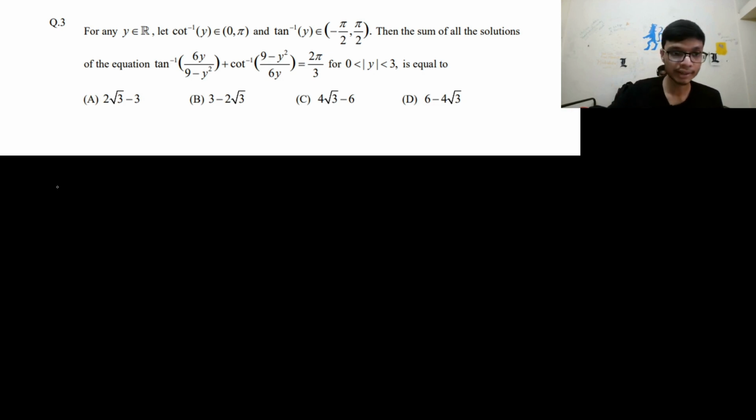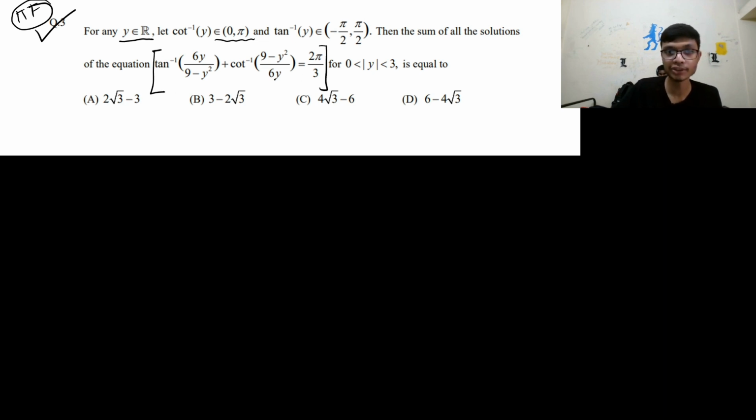The third problem is again a simple problem on the topic of ITF, inverse trigonometric functions. Again, a very important chapter. The question is mentioned as: for y which belongs to the reals, let cot inverse of x take the principal values, that is 0 to pi, both not included, an open interval, and tan inverse of y take the values from minus pi by 2 to pi by 2, both not included. Then you have to find the sum of all the solutions of this ITF equation.